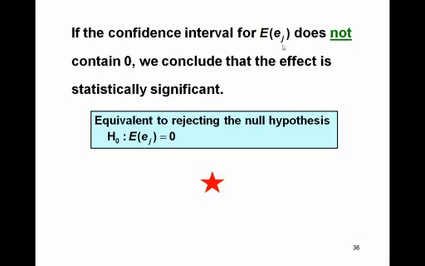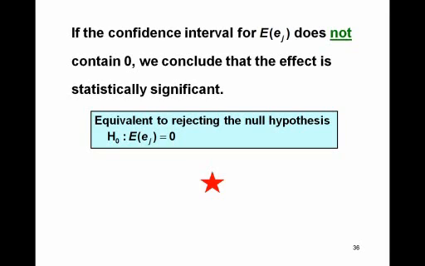If the confidence interval for the expected main effect of factor J does not contain 0, then we conclude that the effect is statistically significant. The confidence interval doesn't contain 0, that's equivalent to rejecting the null hypothesis. If the confidence interval contains 0, that's equivalent to not rejecting the null hypothesis.